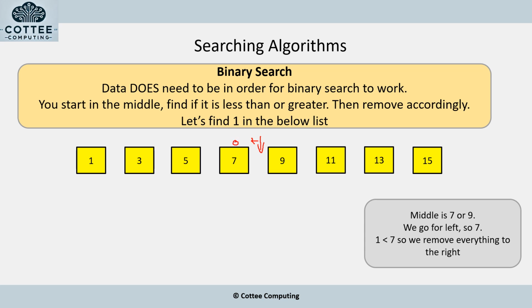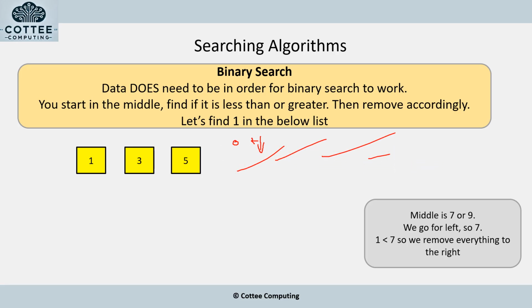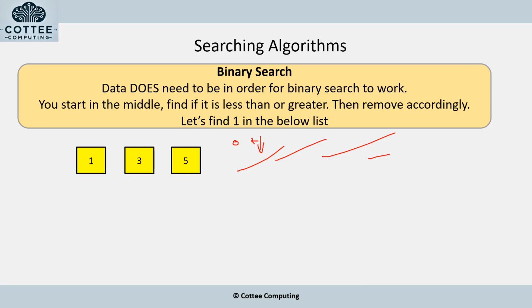Now 1 is less than 7, so we know, because it's in order, everything above here is irrelevant. Okay, so what we do is we get rid of it. And now, including the 7 as well, because we know 7 doesn't equal 1. Now what we do is we do exactly the same thing on the data set that we've got now.